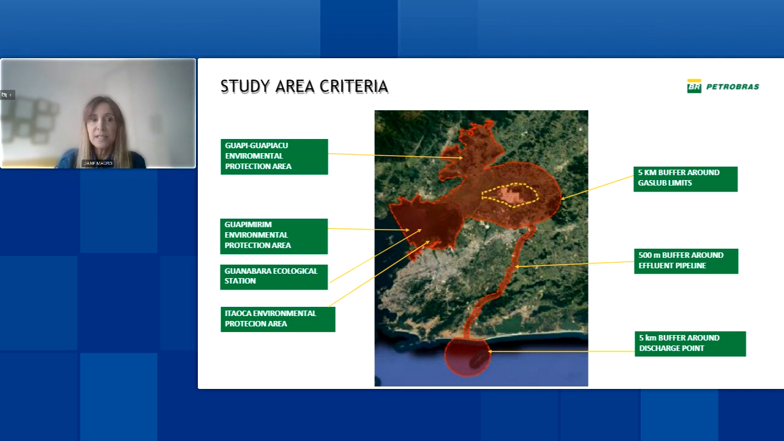So here's the study area that was defined for this BAP. It is composed of a 5-kilometer buffer around the Gaslub limits, a 500-meter buffer around its effluent pipeline, and a 5,000-meter buffer around the discharge point of the effluent that is already treated. And we have included other areas, increasing the study area to encompass protected areas nearby.